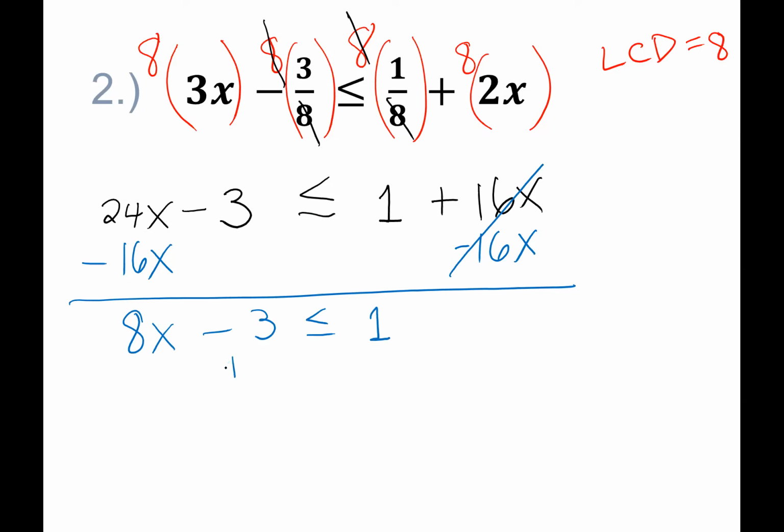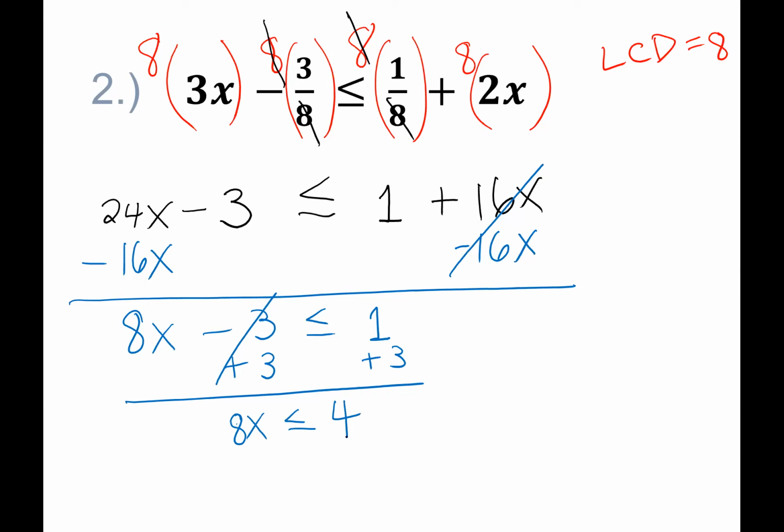Now we get to add 3 on both sides. So we haven't quite isolated, but we've gotten all the x's on the left side. And now we're working on getting all the numbers on the right side. So I've added 3 to both sides. Minus 3 plus 3 cancels out. 8x is less than or equal to, and then on the right side we have 1 plus 3 is 4. Okay, so 8x is less than or equal to 4.